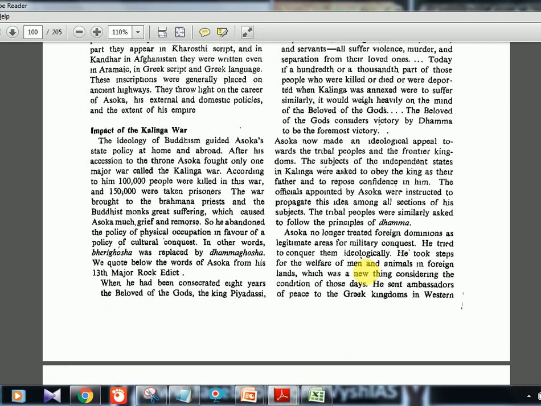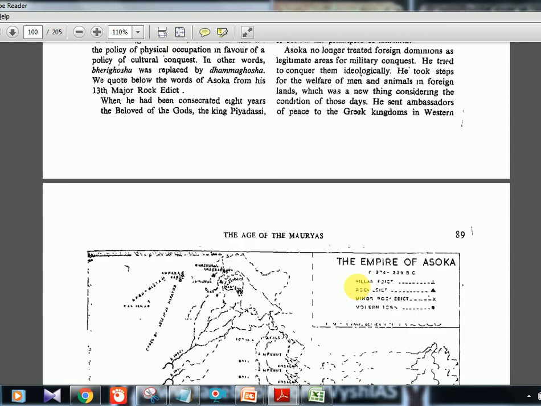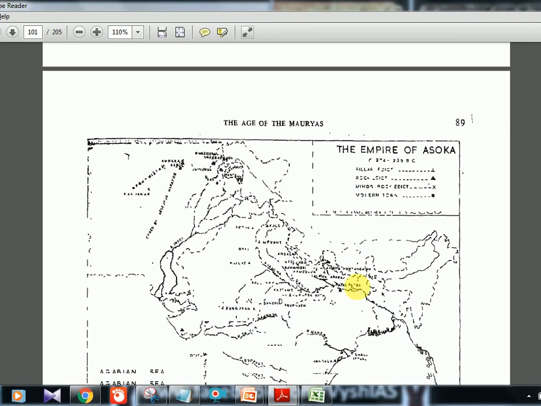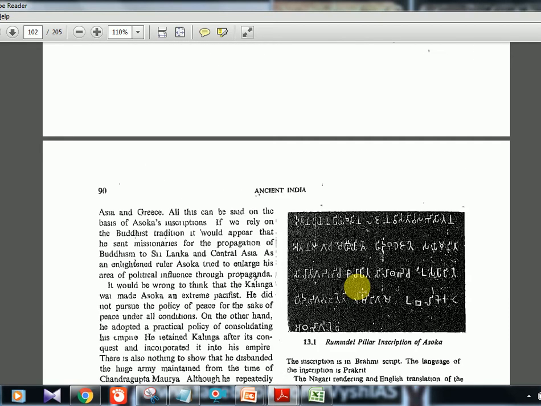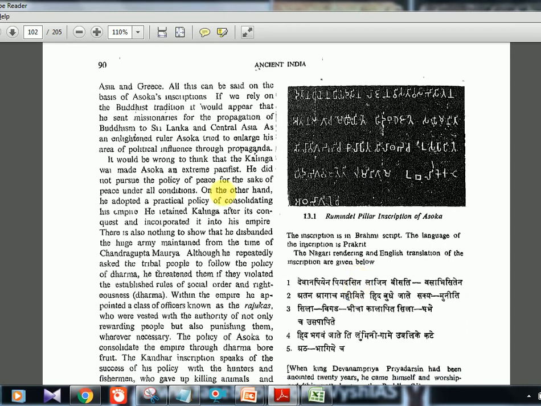He took steps for the welfare of men and animals in foreign lands, which was a new thing considering the condition of those days. He sent ambassadors of peace to the Greek kingdoms in Western Asia and Greece. The map is not so clear, so I am not pausing it. All this can be said on the basis of Ashoka's inscriptions. If we rely on the Buddhist tradition, it would appear that he sent missionaries for the propagation of Buddhism to Sri Lanka and Central Asia.